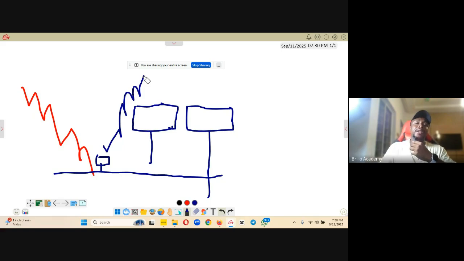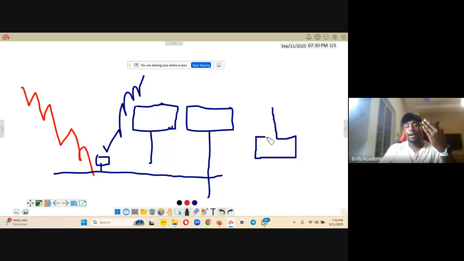Now, the brother of this is known as the inverted hammer, which is also a bullish reversal pattern. It looks like this. This is known as the inverted hammer. So if you see something like this on your chart, on a support zone like this, it also tells you that the market is trying to go up.